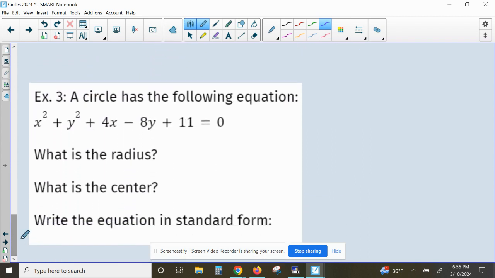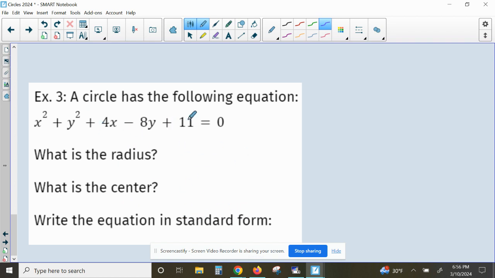Okay, look at number 3. So we have a circle that has this following equation. Now this does not look like our formula, so we can't really pull out the radius and the center. We're going to want to put this in standard form.